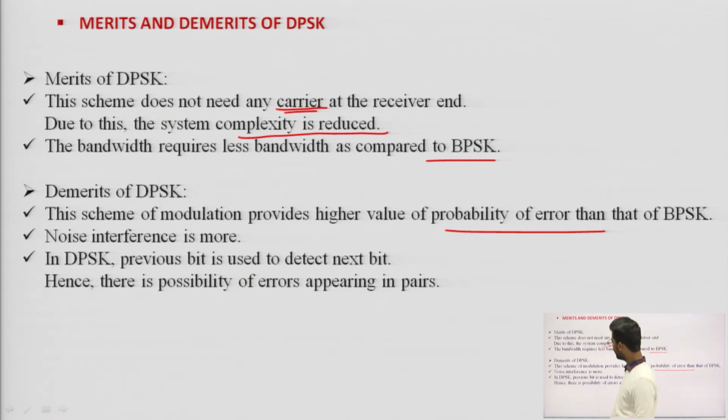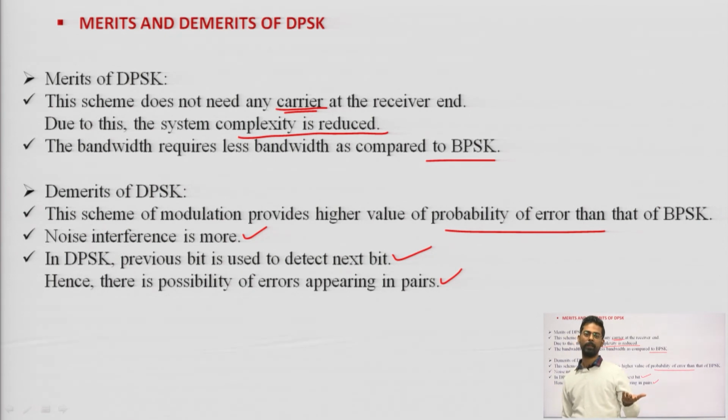That is the problem. We have not calculated it here, but as we have calculated for normal ASK, FSK and PSK, in case of DPSK also the probability of error is higher than BPSK, and noise interference is more in case of DPSK. In DPSK, the previous bit is used to detect the next bit. This is the principle of DPSK, hence there is a possibility of errors appearing in pairs. So if the previous bit is an error bit, then it will propagate to the next bit. That is the main drawback of this modulation scheme.